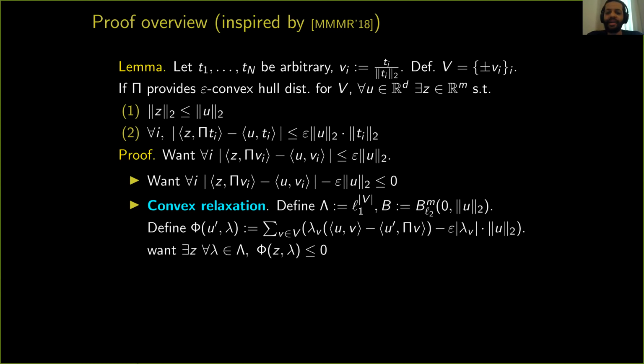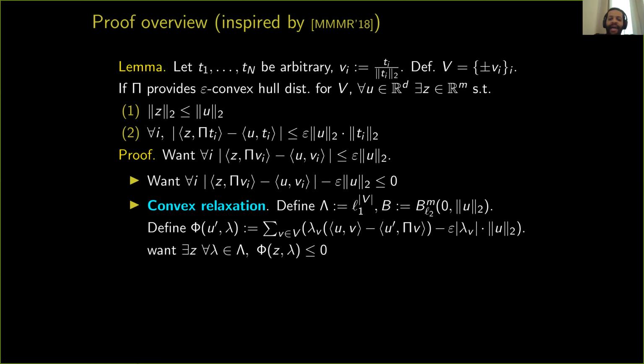And capital B is going to be the ball in m-dimensional space with radius equal to the norm of u. And now I'm going to define the following function phi, where phi takes as input u prime as well as lambda. You can think of z as being like u prime.